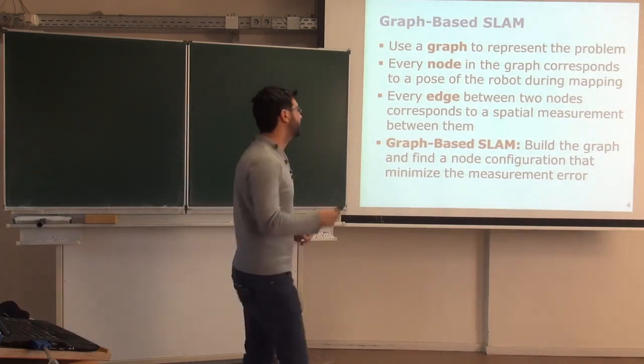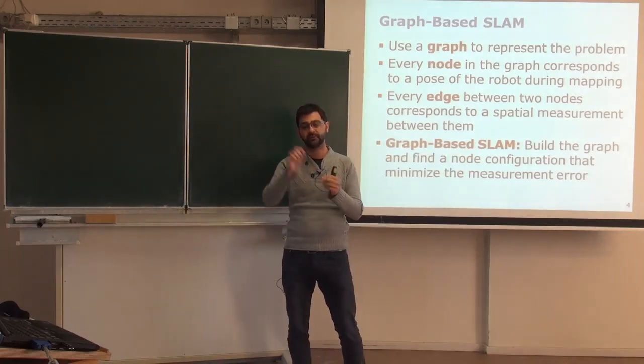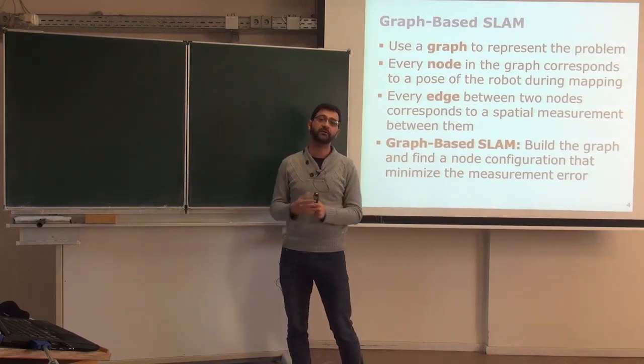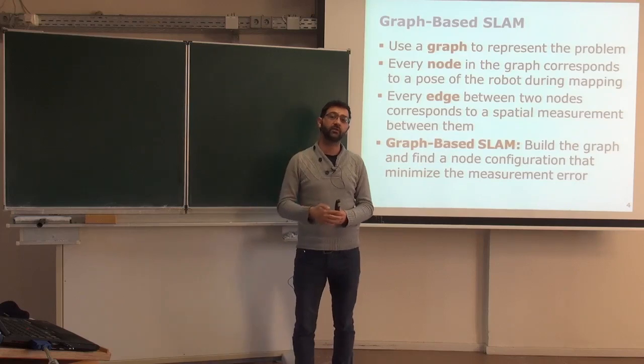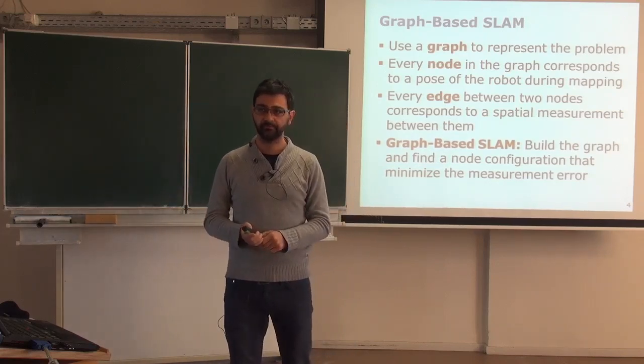And then the graph-based SLAM just builds the graph. Using this graph, we get all these measurements, linearize the graph, build a least squares problem out of it, solve the least squares problem, and iterate. Okay? All clear so far?